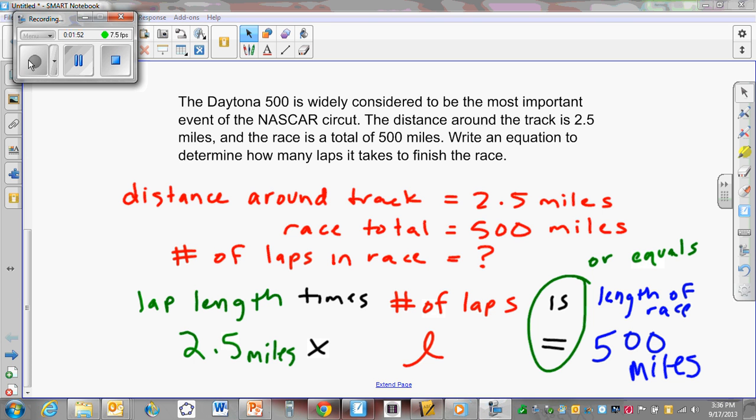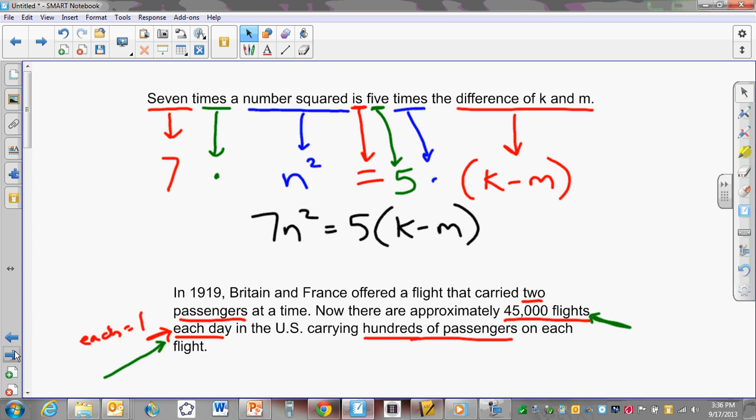When you have the labels on there, if we wanted to solve for our variable, we would basically divide both sides by 2.5 miles. And then miles over miles, they would cancel out, and we'd be left with just a number, and that would be the number of laps in the race.